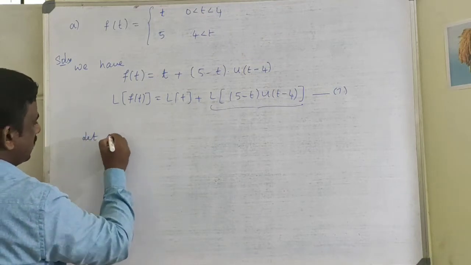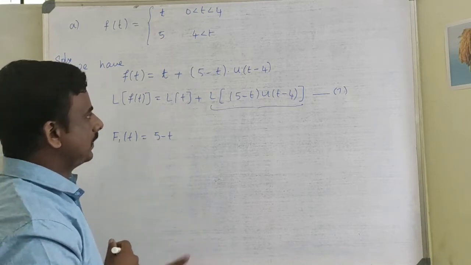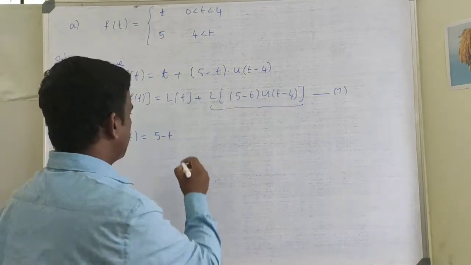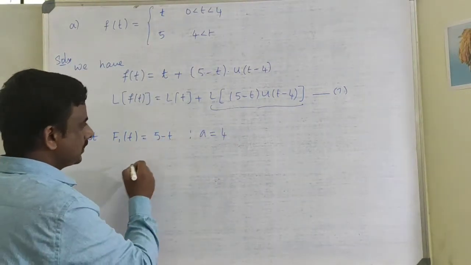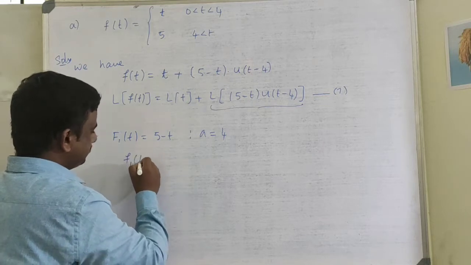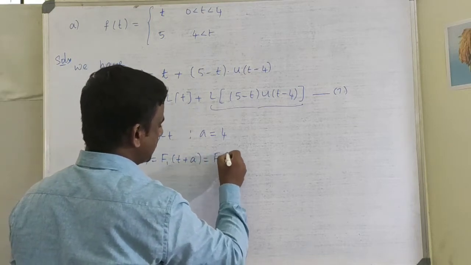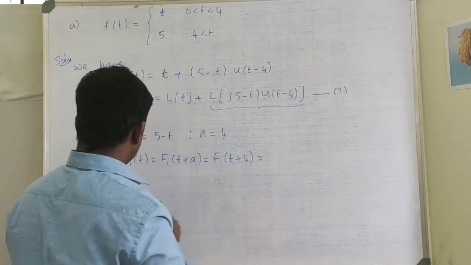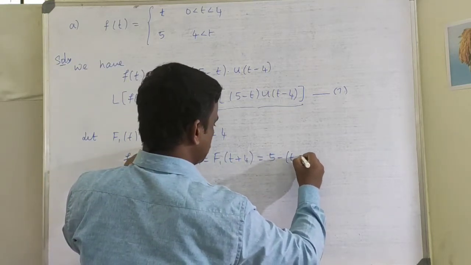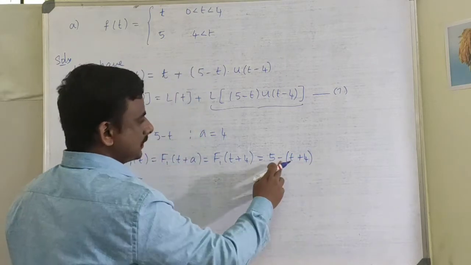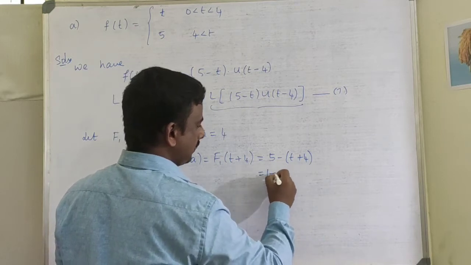Let capital F1 of t equal 5 minus t, and the value of a is 4. Now small f1 of t equals capital F1 of t plus a, that is capital F1 of t plus 4. So substituting for t, 5 minus (t plus 4), that is 5 minus t minus 4, which is 1 minus t.